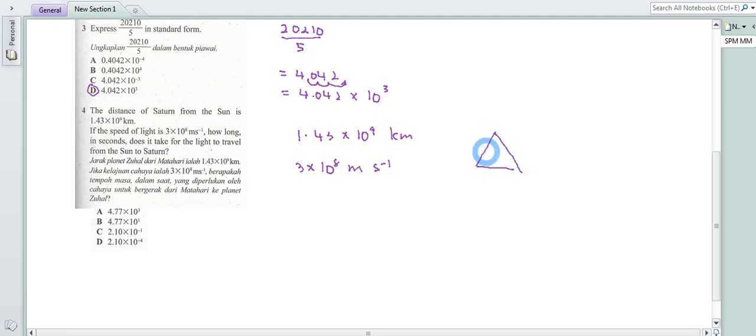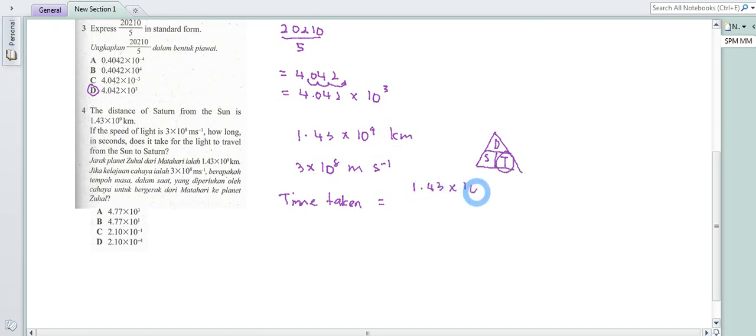First, you learned it before in Form 3, how to calculate the distance travelled. So remember this triangle, DST. If you want to calculate the time taken, you need to take distance divided by speed. But be careful here. The distance given here is in kilometer, but the speed given here is in meter per second. And I need to change this one to meter first.